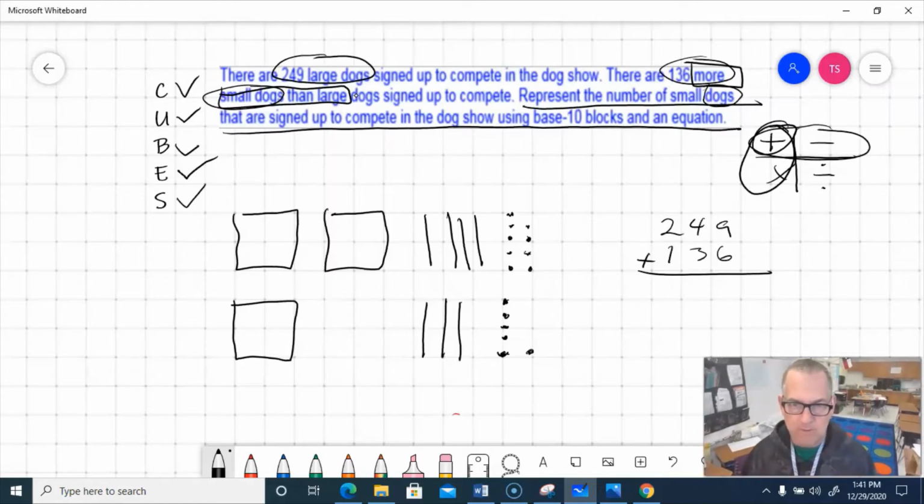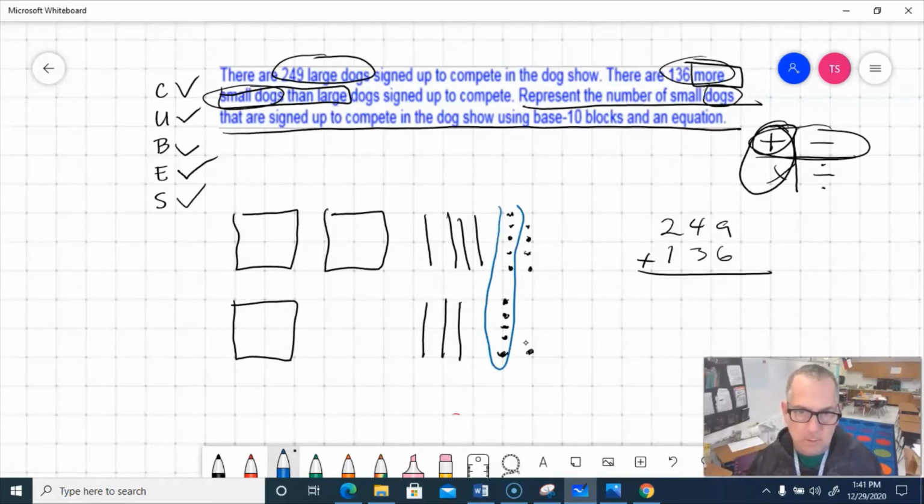Okay, so I'm in the ones place right now, and I'm looking at the ones place. Looks like I have 5, 10, 11, 12, 13, 14, 15. But I cannot have 15 in the ones place, so I'm going to have to regroup. I use my blue to remember regroup. So I'm going to take 10 ones and move that over to my tens place. And then it looks like I have 5 ones left, so 5 in the ones place.